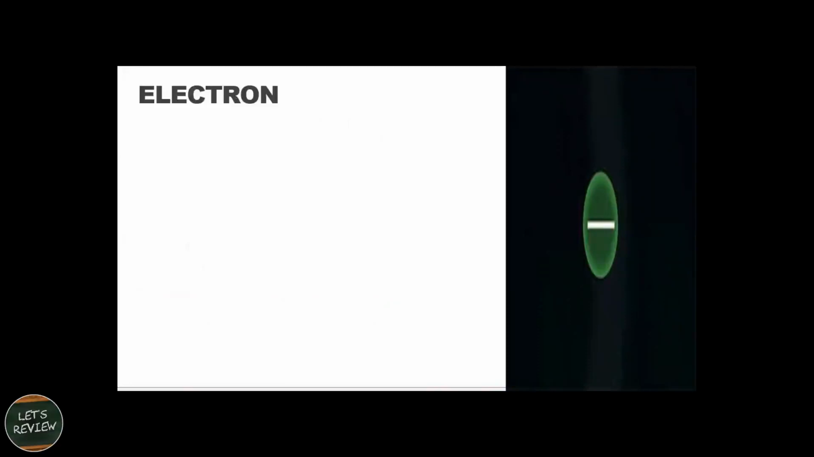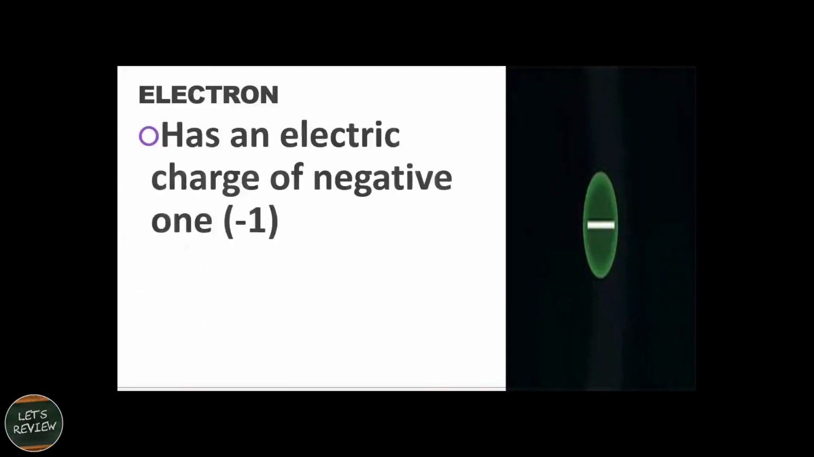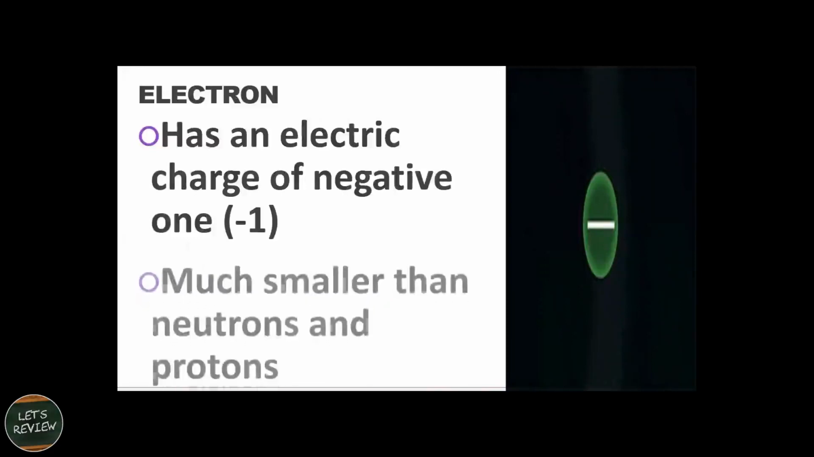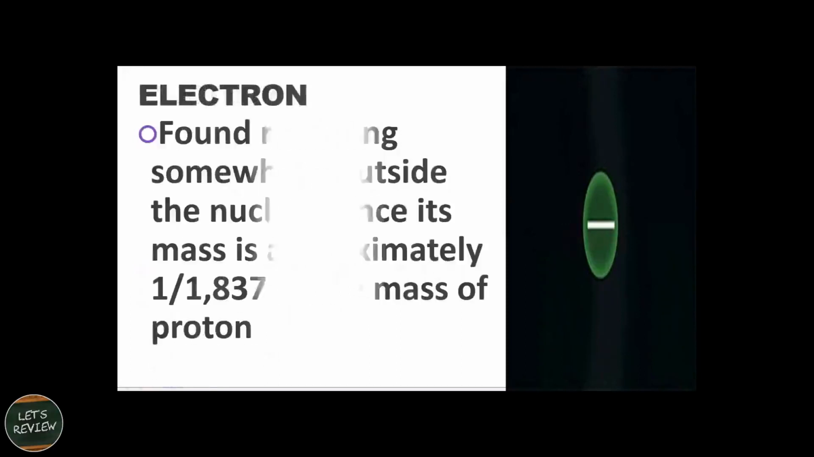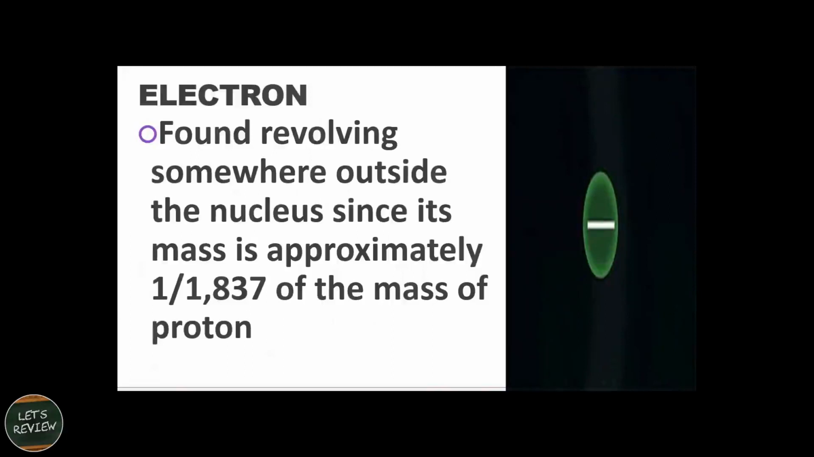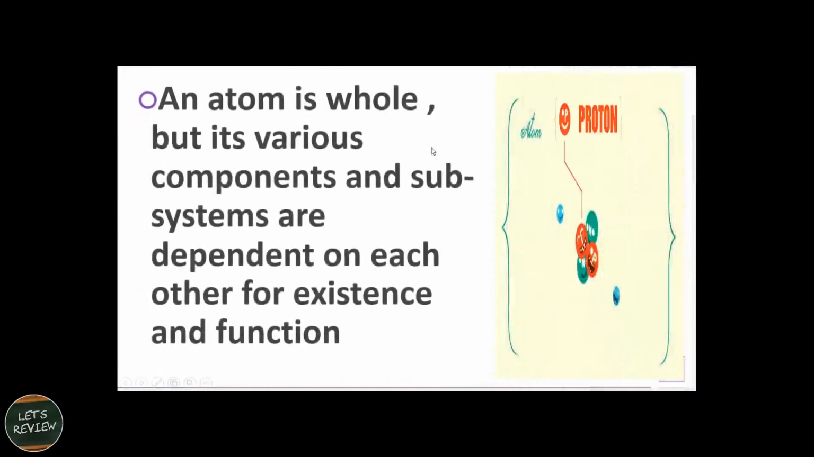And the last is called the electron, and it has an electric charge of negative 1. Based on size, it is much smaller than neutrons and protons. It is found revolving somewhere outside the nucleus since its mass is approximately 1 over 1837 of the mass of the proton. So an atom is whole, but its various components and subsystems are dependent on each other for existence and function.